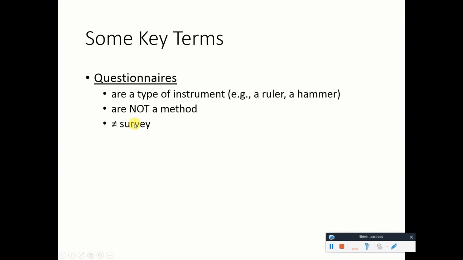Survey is a method. Survey is a method of data collection. But questionnaire is only a tool that survey will use to gather data. Okay, see the difference here? Survey is a method, a way of doing things, right? But in order to achieve what surveys are intended to achieve, we need questionnaires as a tool, as an instrument, right?